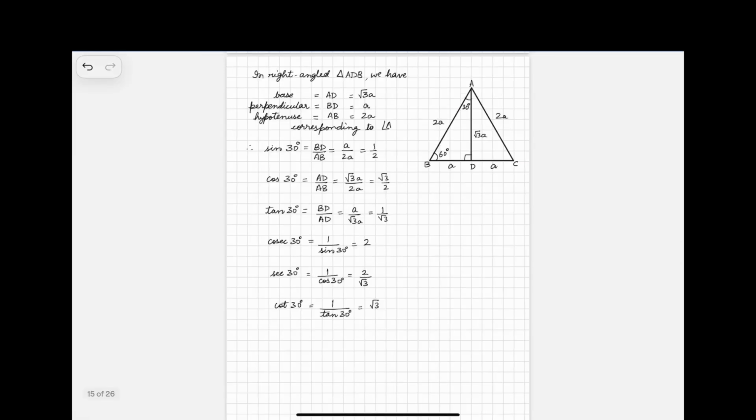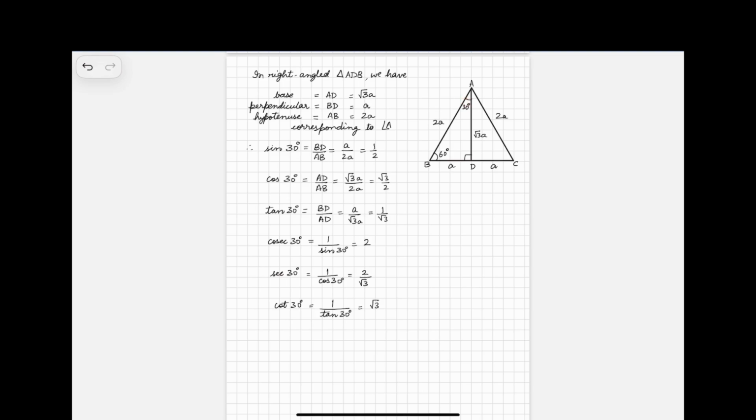For the trigonometric ratio of 30 degrees, in the equilateral triangle ABC, we take this right angle triangle ABD. Since AD is the perpendicular, it is bisecting this angle A. So now angle BAD becomes 30 degrees. So the base for this will be AD, which is equal to root 3A. The perpendicular is BD, which is A, and the hypotenuse is AB, which is equal to 2A. This is corresponding to this 30 degrees.